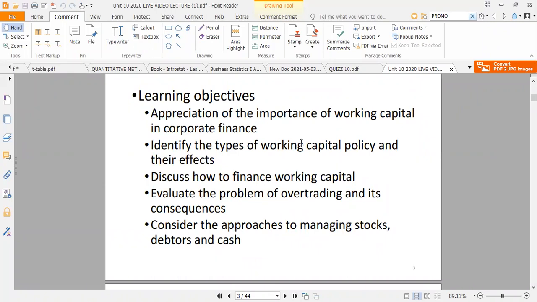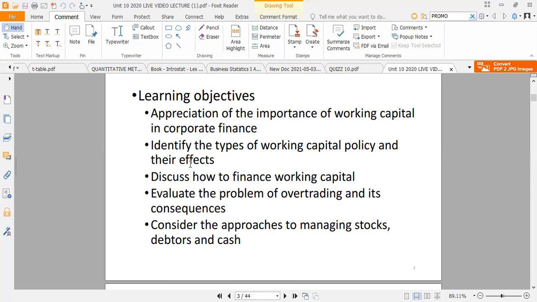Now, by the end of this class, we should be able to appreciate the importance of working capital in corporate finance. This is one of the major topics that you'll find in your second level. It is important to understand what working capital is for the different types of businesses that exist: for a sole trader, for a partnership, as well as a company.